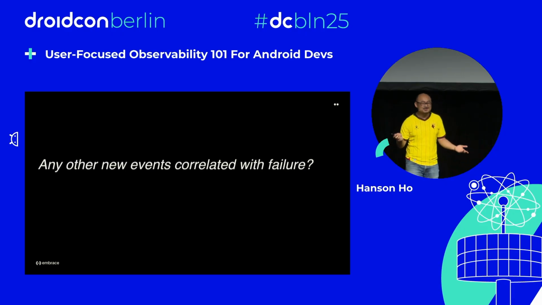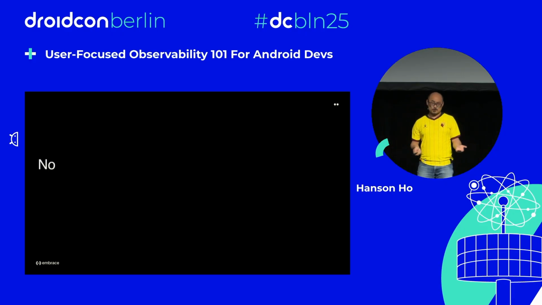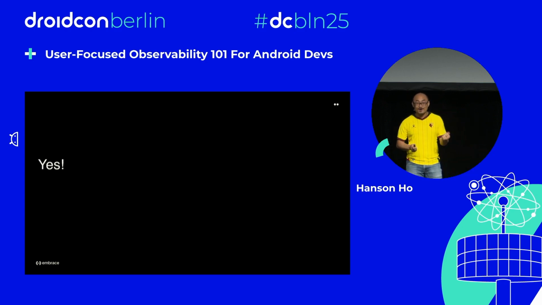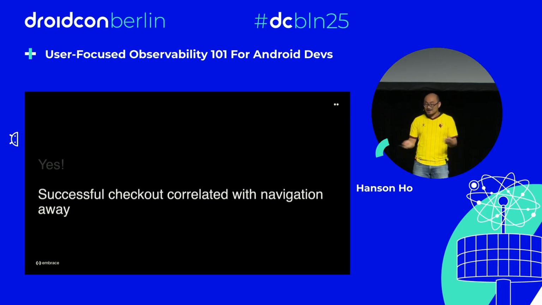Any other new events correlated with failures? No. Oh, okay. What about success? Any events correlated with success? Yes, there are. Successful checkouts are often correlated with a navigation away from the checkout screen.